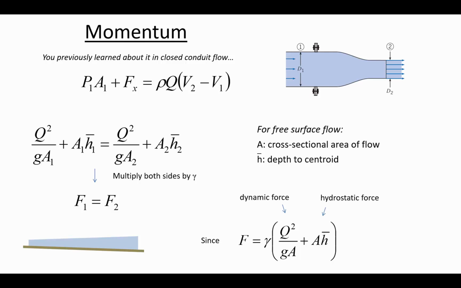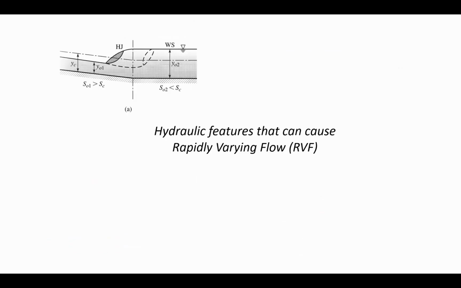So as I mentioned before, the two components of the momentum function are the dynamic component and the hydrostatic component. The hydrostatic component has to do with its depth, and the dynamic component has to do with the velocity or the flow rate per unit area of the section.